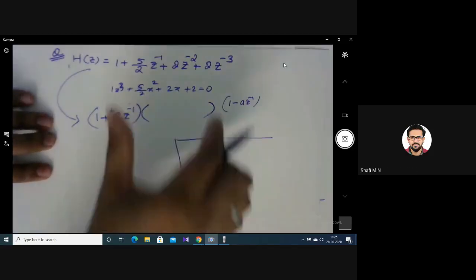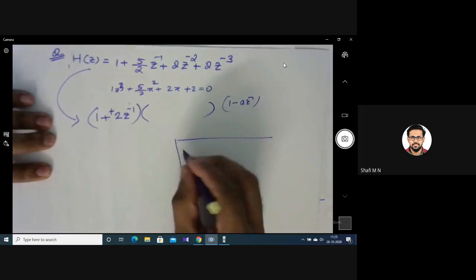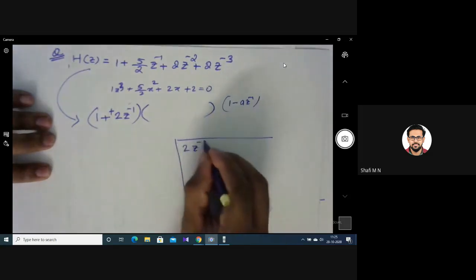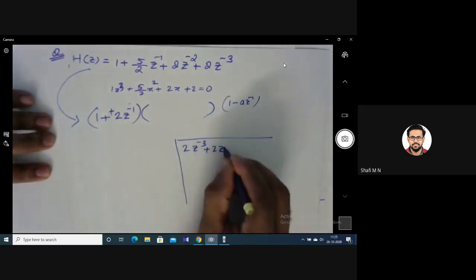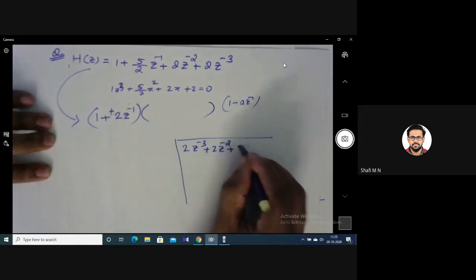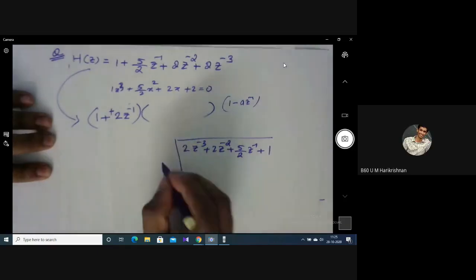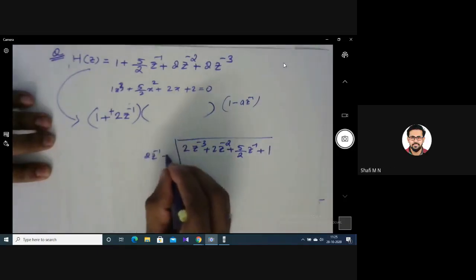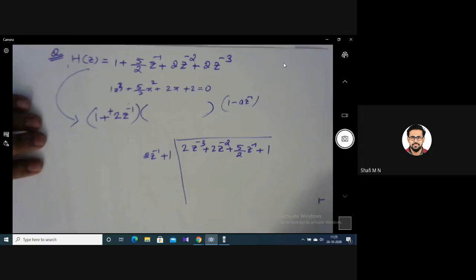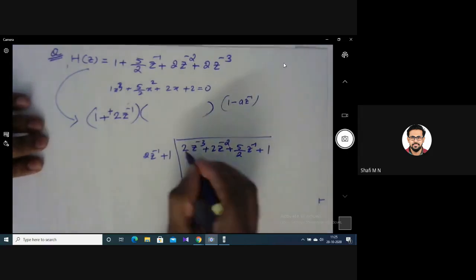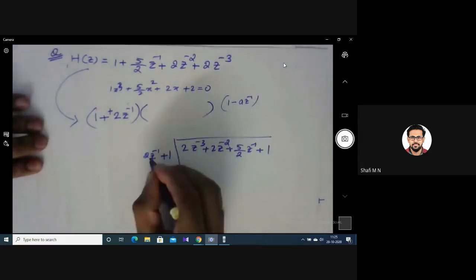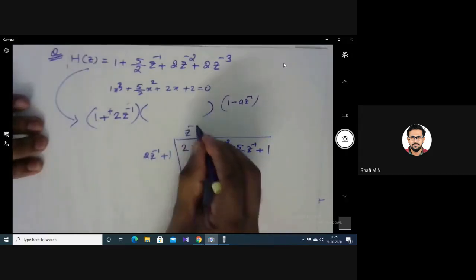Write it in reverse order. So you make it 2 z raised to -3 plus 2 z raised to -2 plus 5/2 z raised to -1 plus 1, divided by 2 z raised to -1 plus 1, writing the higher power first. Now perform the division. 2 by 2 is 1, z raised to -3 by z raised to -1 is z raised to -2.